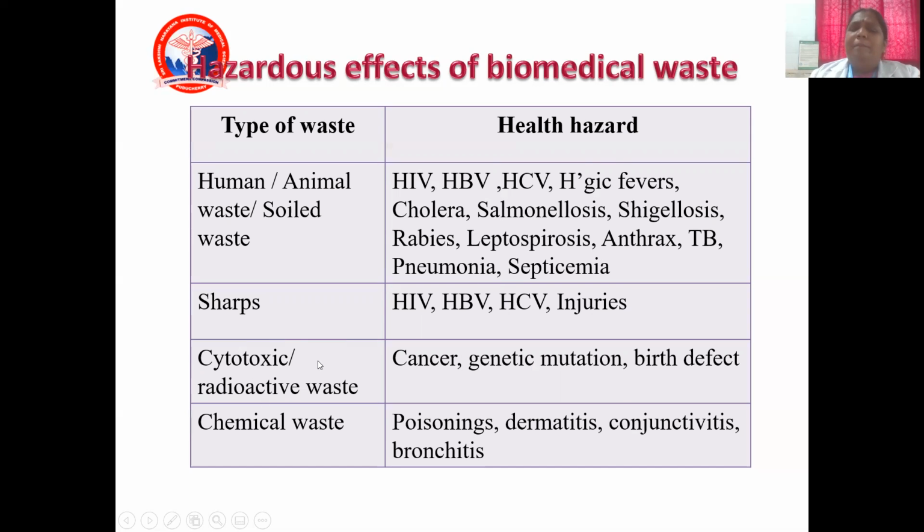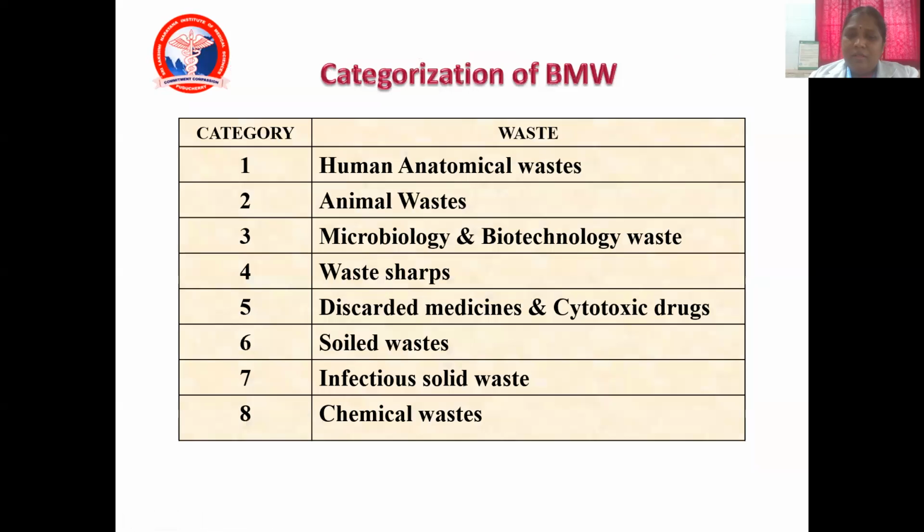And patients and the society people are exposed to some radioactive waste, and they will have some cancers, genetic mutation, and birth defect. Some chemical waste can even cause poisoning, dermatitis, conjunctivitis, and bronchitis. So in order to prevent all these health hazards, we need to segregate this biomedical waste and dispose it appropriately with appropriate measures. So for that purpose, we are categorizing this biomedical waste into 8 different categories.